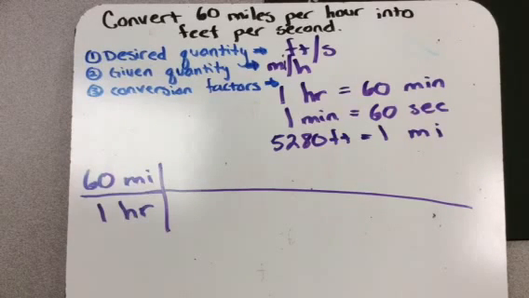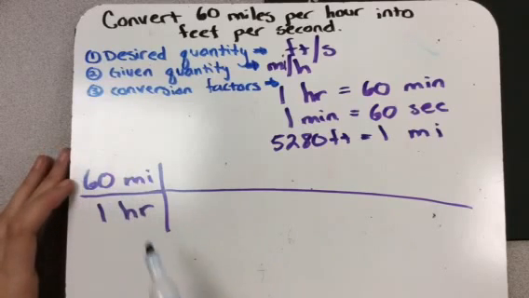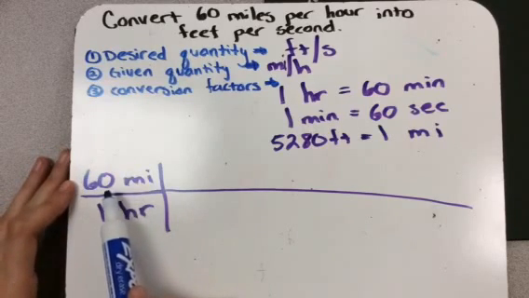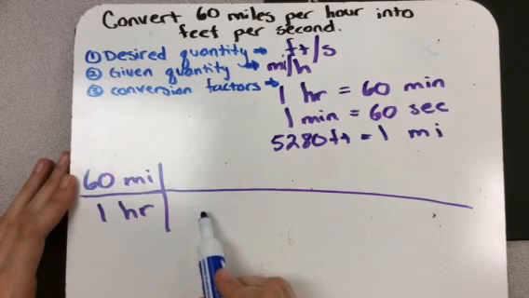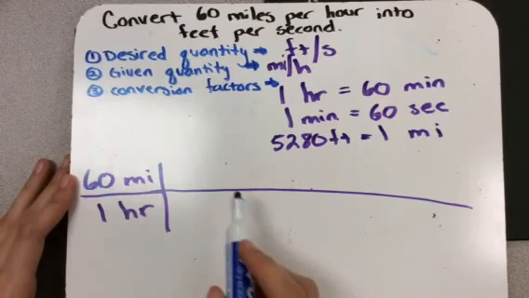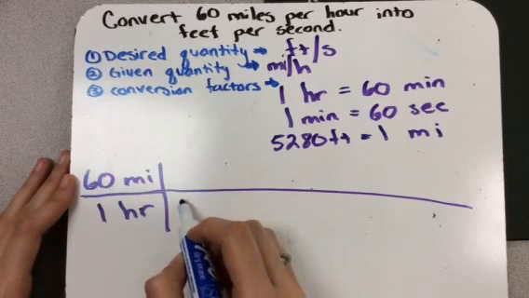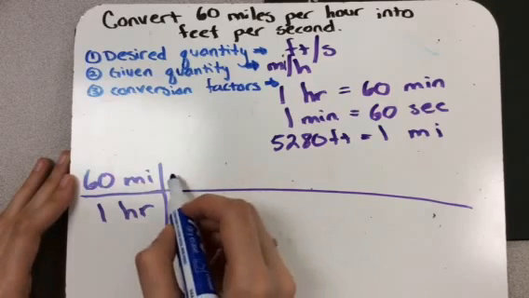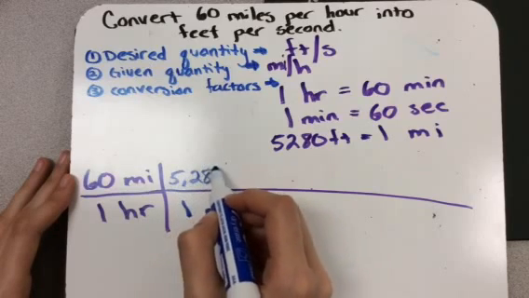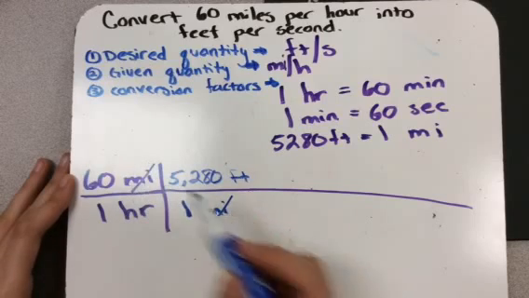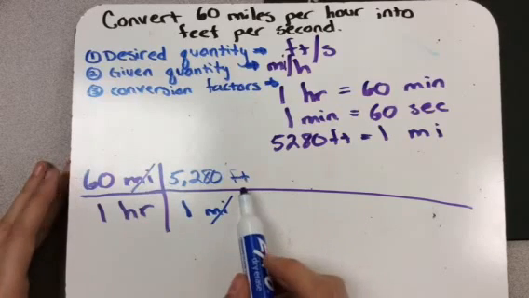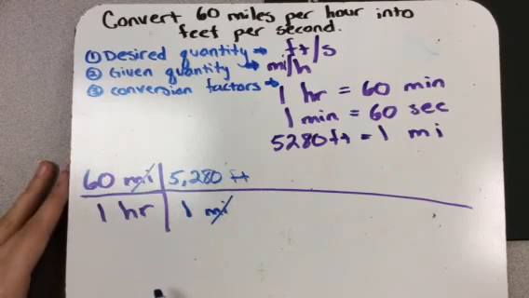Change colors here. And we can really do whichever conversion factor we want at this point, but I'm going to go with miles first. So first we're going to convert that 60 miles into feet. Okay, remember we want miles on the bottom here in order to cancel them out. So in 1 mile, we have 5,280 feet. So now miles have canceled out. So the units we have left are feet per hour.